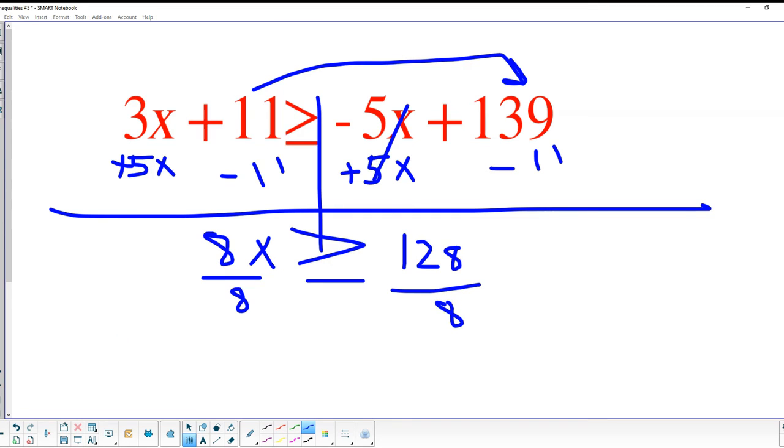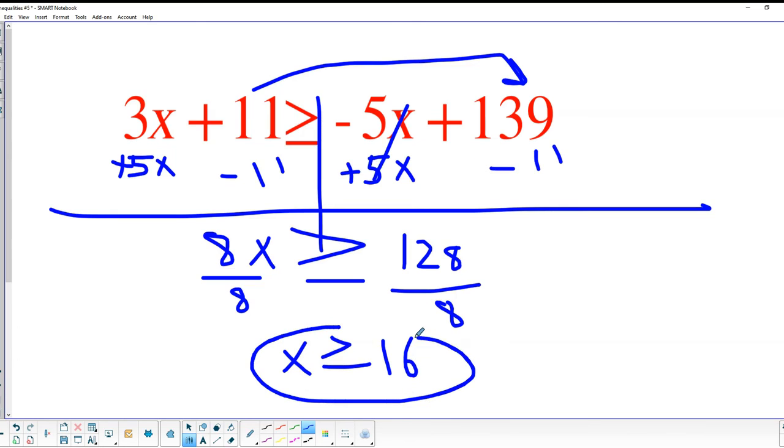All right, so now we just got to do the last step, which is divide both sides by 8. So let's get our calculator. That's kind of a big number to just do in your head. So we'll get our calculator out. 128 divided by 8 is 16. So x is greater than or equal to 16 is our final answer.